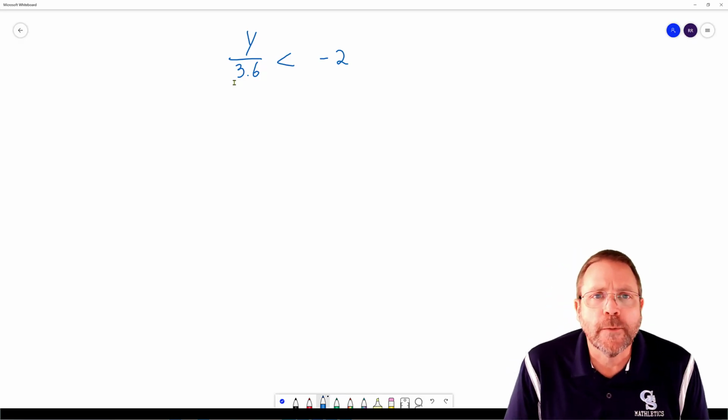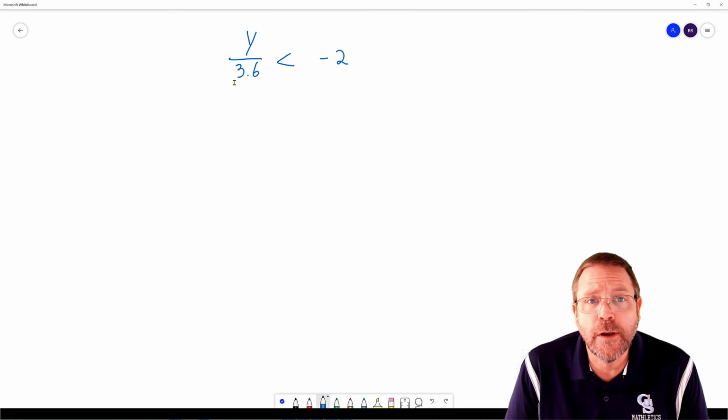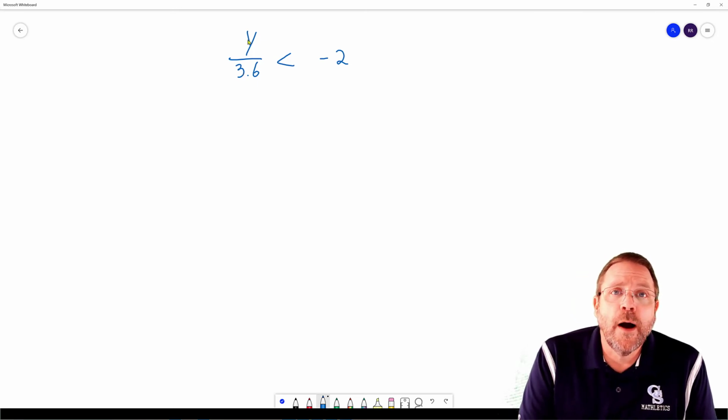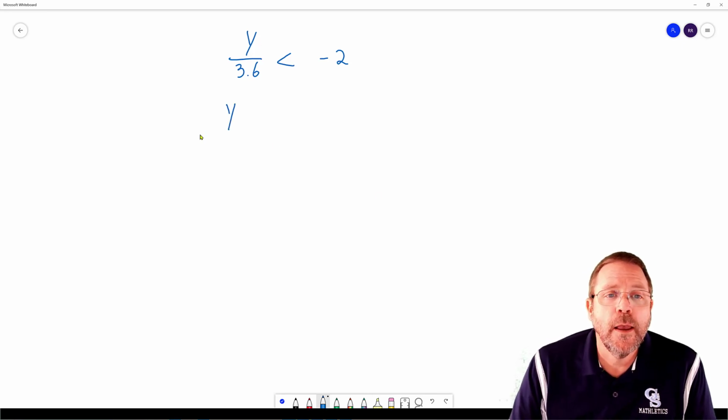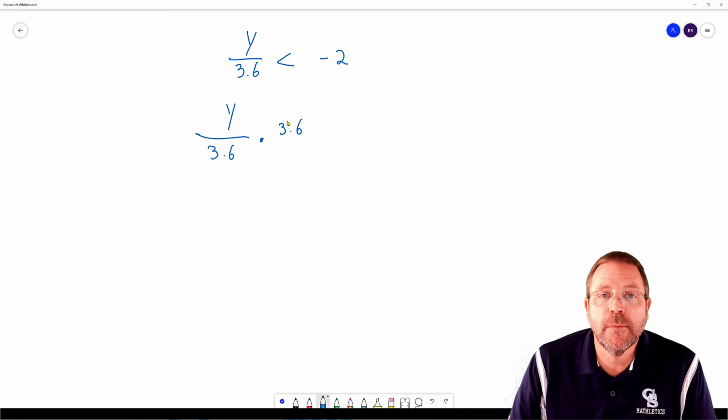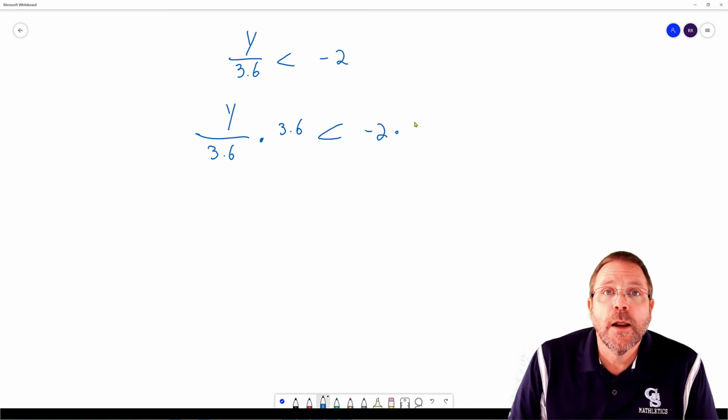All right, for this one, final goal of an equation, isolate the variable. Same with the inequality. Your variable is y, his friend is 3.6. 3.6 is dividing y, so we're going to make it go away by multiplying both sides by the 3.6. I'm going to do a times 3.6 on the left, making sure it's at least in the middle, if not on the top. And I'm going to take my negative 2, I'm going to multiply it by 3.6 as well.